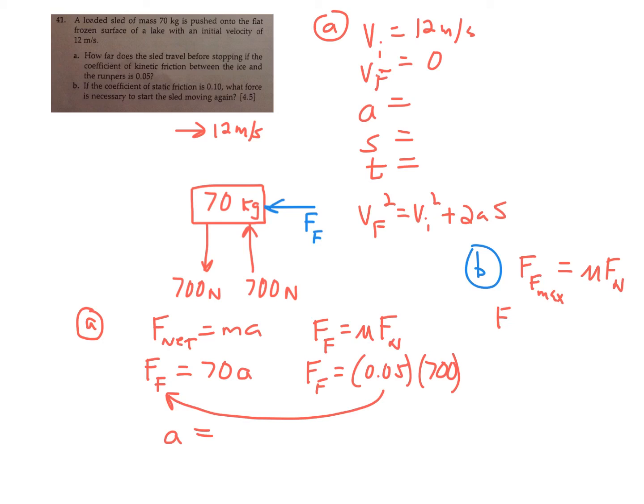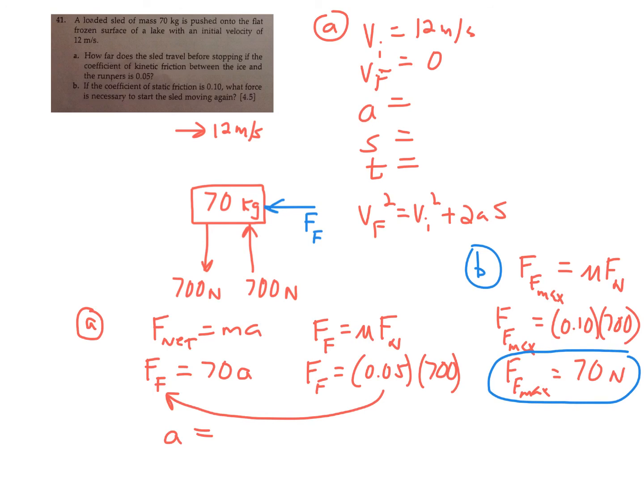But the maximum frictional value, static, it says maximum, is mu, which is 0.10, times the normal force, which is 700 still. So the maximum value is basically 70 newtons. So if the coefficient is 0.10, what force is necessary to start the sled moving again? 70 newtons. You're going to need 70 newtons to get the sled sliding again. So that is the answer to part B. Or something slightly bigger than that, 70.01.